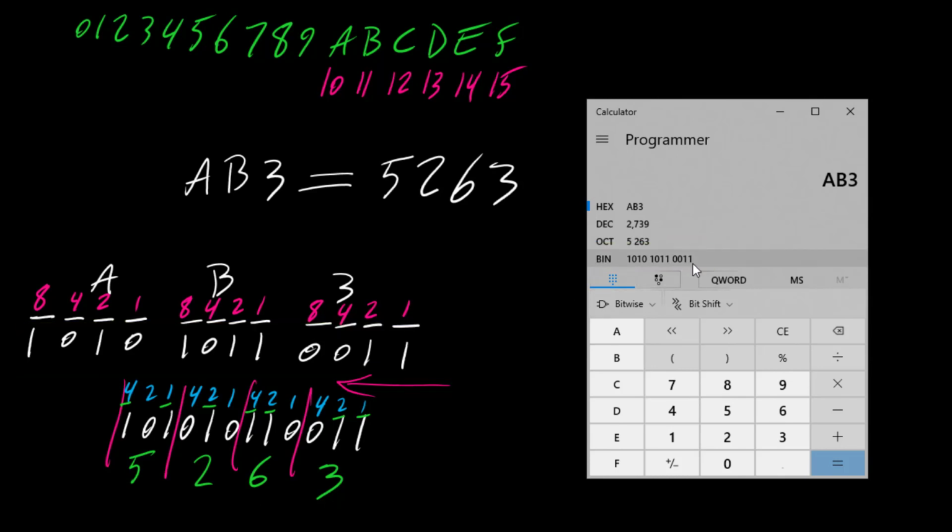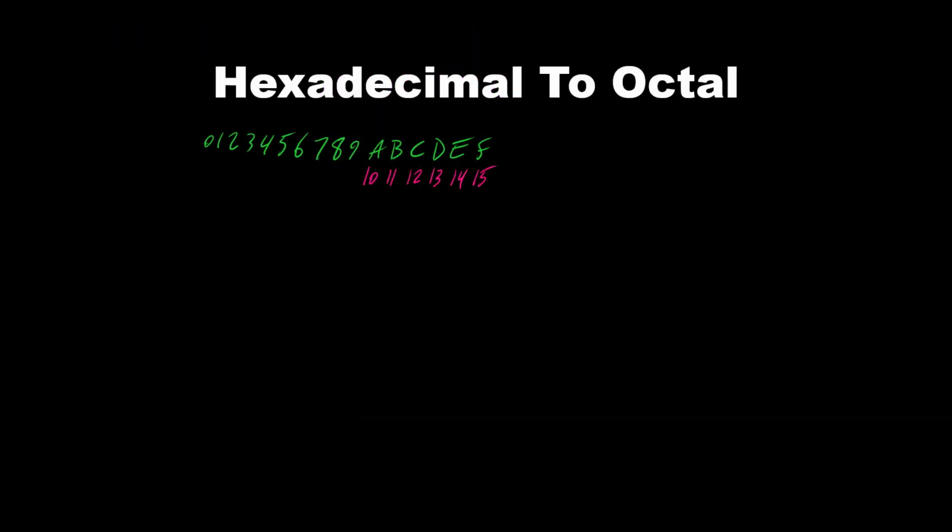So basically, we used binary as a bridge, going from hexadecimal to binary and then converting this binary to an octal number. Let's go over another example converting a hexadecimal number to an octal number. So let's say the hexadecimal number is 7A7. You can pause the video and convert this to an octal number and then double check your answer.